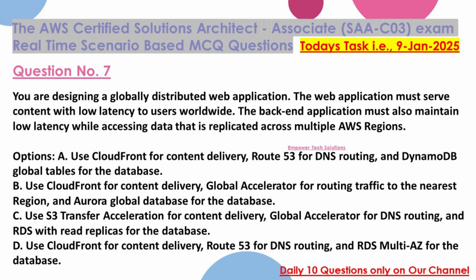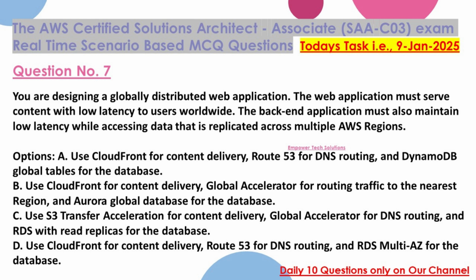You are designing a globally distributed web application. The web application must serve content with low latency to users worldwide. The backend application must also maintain low latency while accessing data that is replicated across multiple AWS regions.